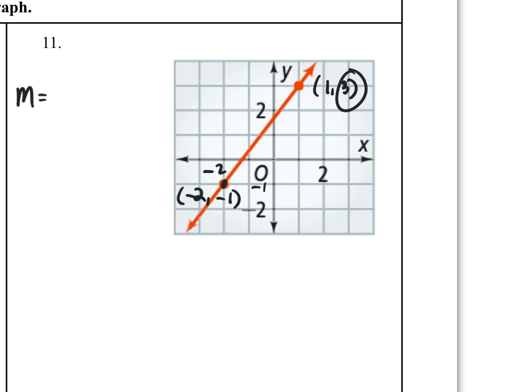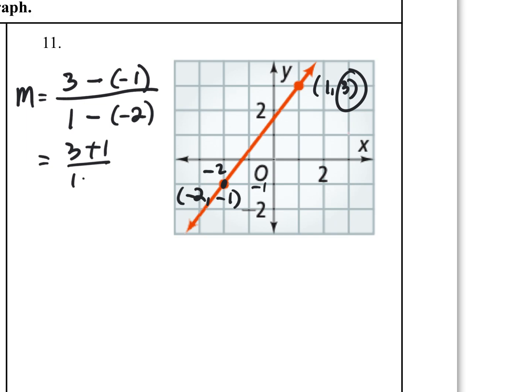y1, 3. That's going to be 3 minus 1 over 1 minus minus 2. Okay, this is going to give you 3 plus 1, and the other one is 1 plus 2. 3 plus 1 is 4, 1 plus 2 is 3, so my slope is going to be 4 over 3.